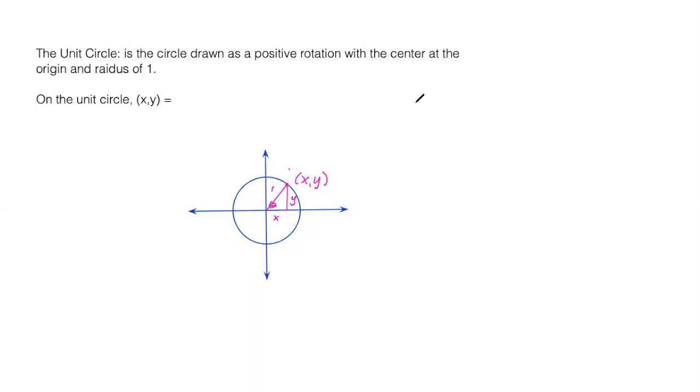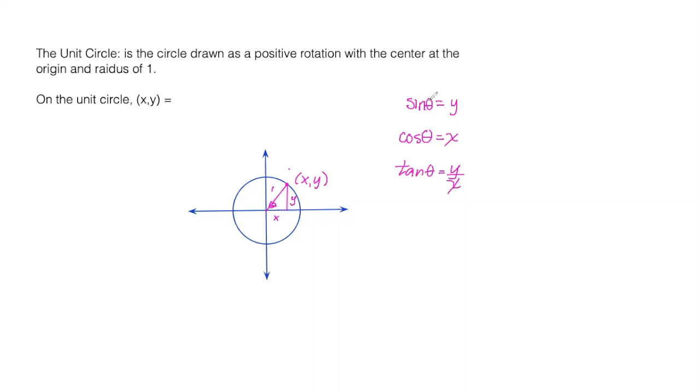Using SOHCAHTOA with these points, now I can find each of my 6 trig functions. So I know that sine theta is equal to the opposite over the hypotenuse. So in this case, that's y. Cosine theta is equal to the adjacent over the hypotenuse, which is x over 1. So that's just x. And tan theta is equal to opposite over adjacent. So that's y over x.